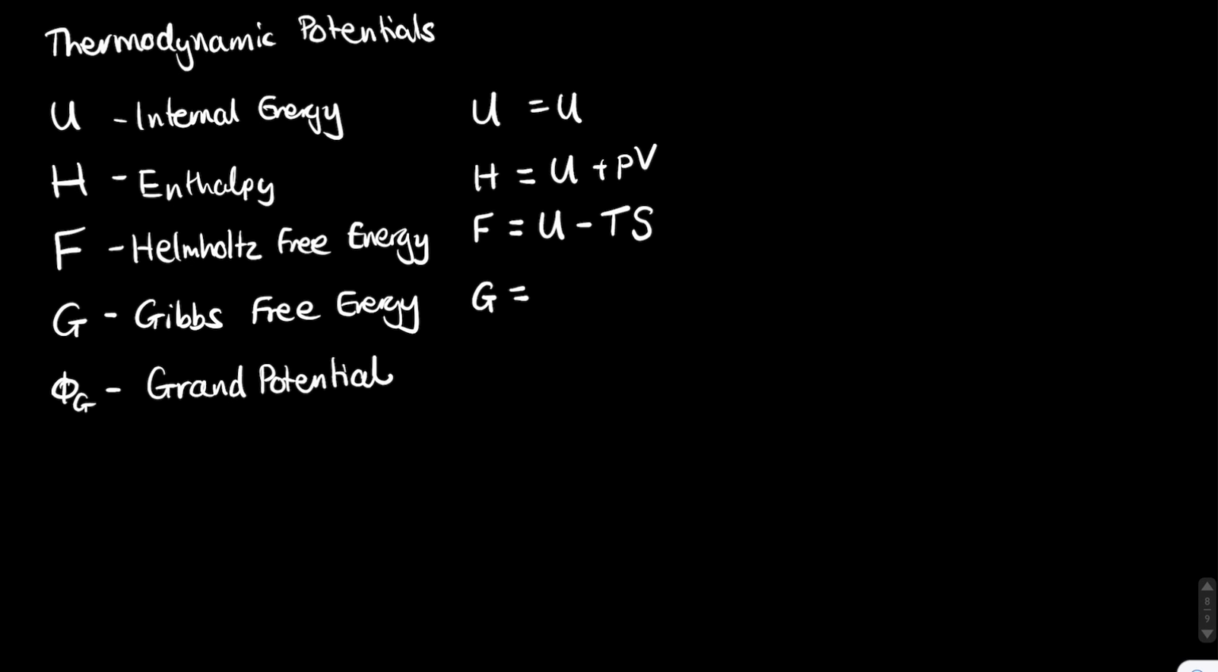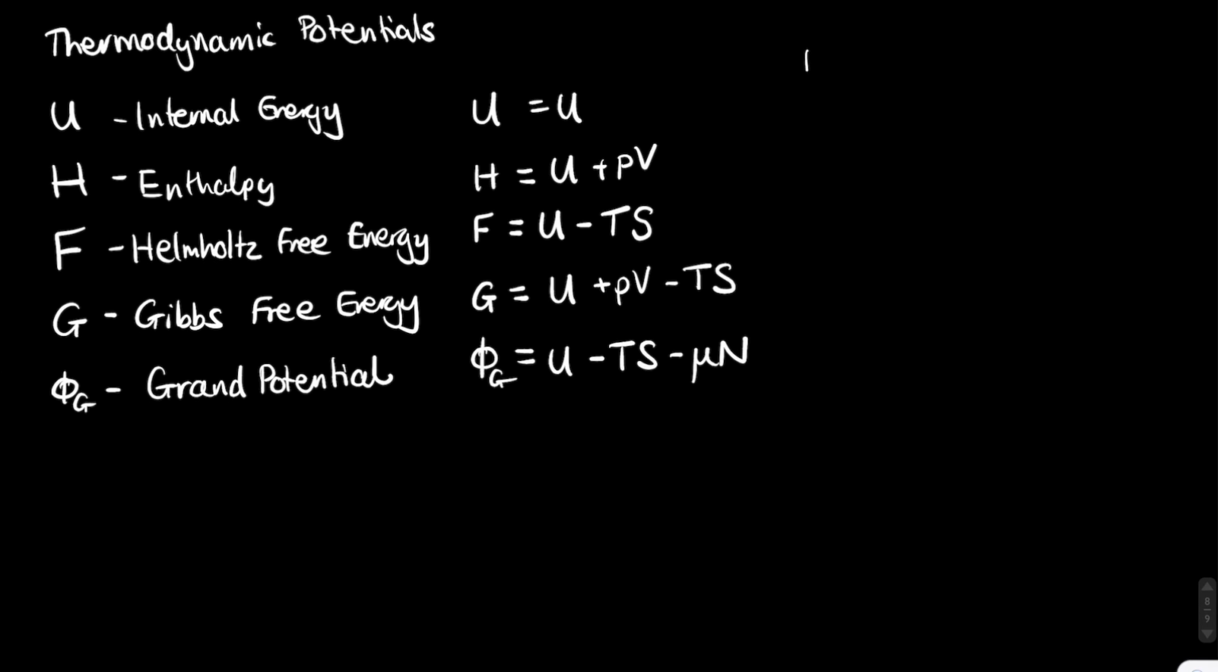And so the Gibbs free energy is U plus PV minus TS. So it's actually a combination of these two right here, the enthalpy and the Helmholtz free energy. And the grand potential phi is U minus TS. We're going to ignore it. It's not got anything to do with PV, and we're going to subtract mu n. But of course, this doesn't really matter quite yet. We're not going to be talking about the grand potential very much. But it's just there, just so you know what it is, I suppose.